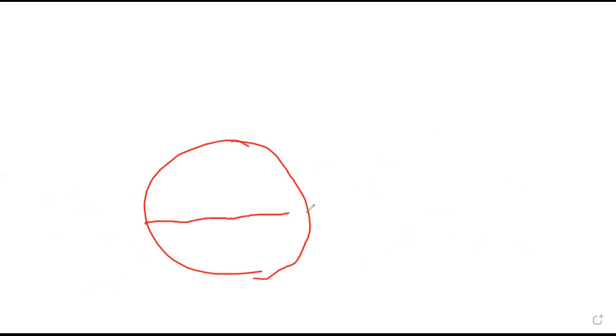See, this is the sphere. This is the diameter, which is 10. AB is the aperture. This is 1 centimeter. Now tell me, what will be the aperture?